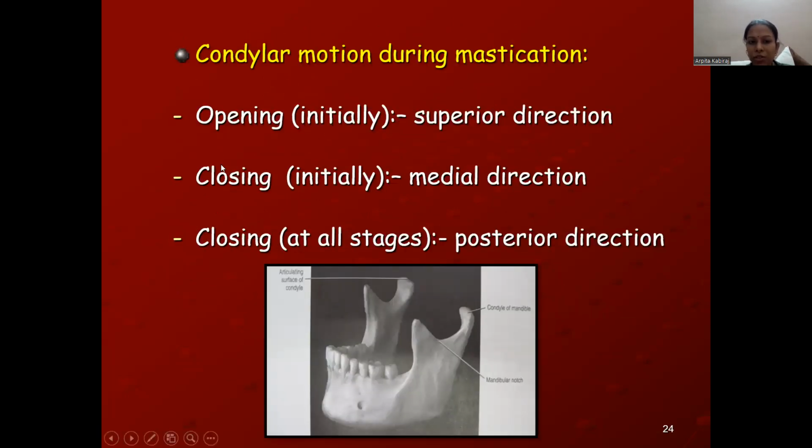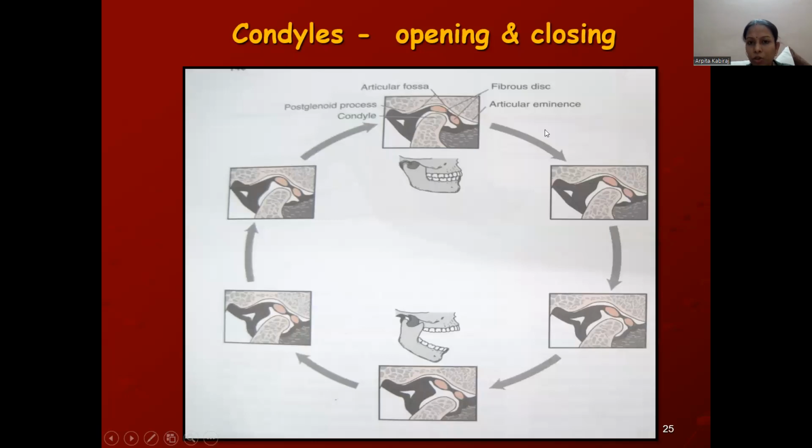Condylar motion: there are three motions. Opening initially, that is in the superior direction. Closing initially, that is in the medial direction. And closing at later stages, that is in the posterior direction. Now, you know the movement of the TMJ. You have already studied it in the temporomandibular joint chapter.